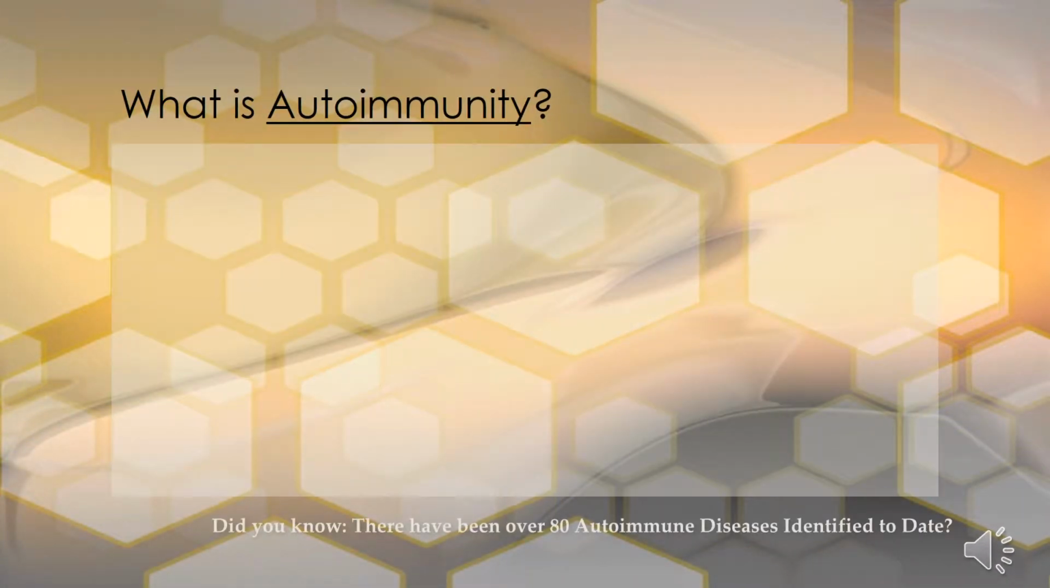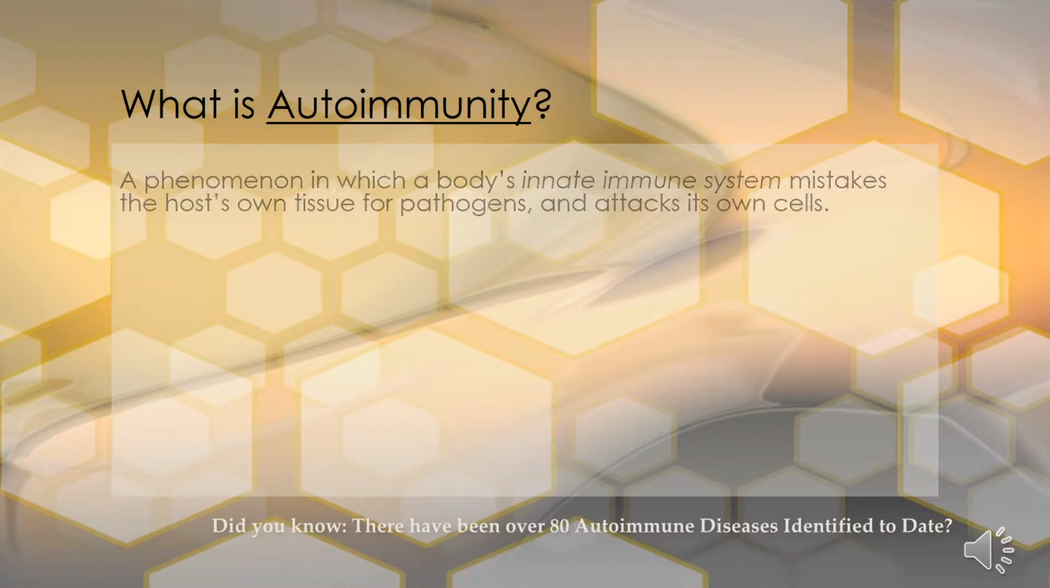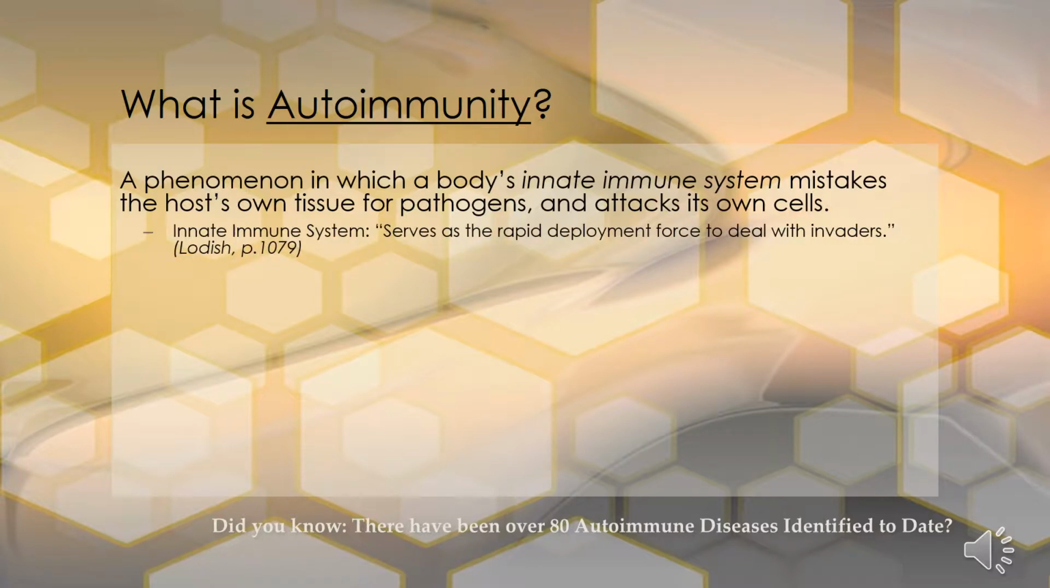What is autoimmunity? Autoimmunity is the phenomenon in which a body's innate immune system mistakes the host's own tissues for pathogens and attacks its own cells. The innate immune system, per Harvey Lodish, page 1079, serves as the rapid deployment force to deal with invaders. Key players in autoimmunity include the T cells, the B cells, and immunoglobulin.